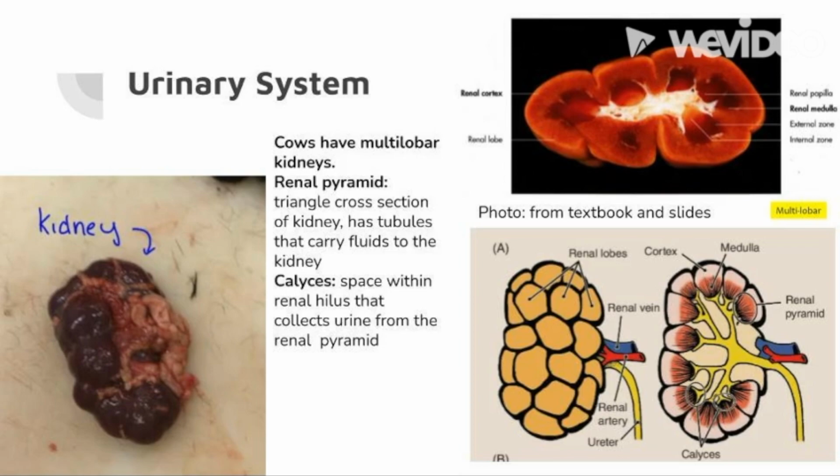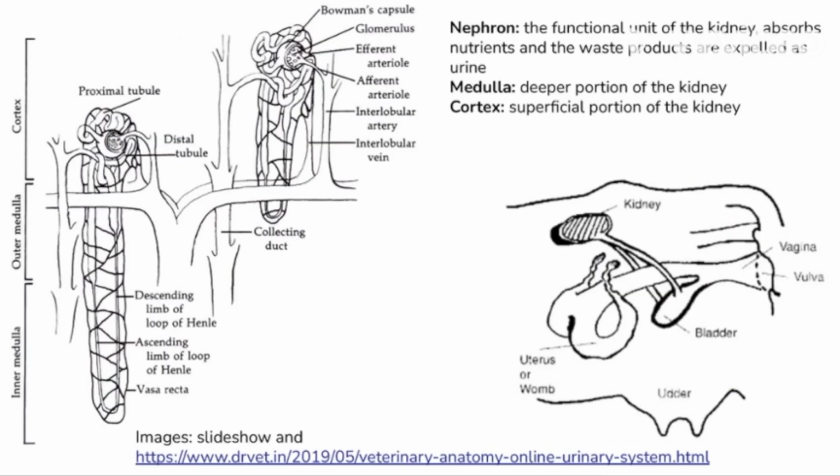The kidneys consist of the medulla and the cortex, and the renal pyramid, which is a triangular cross-section of the kidney and has tubules that carry fluids to the kidney. It also has calyx, which is the space within the renal hilus that collects urine from the pyramid. The nephron is a functional unit of the kidney. It absorbs nutrients and waste products are expelled as urine.